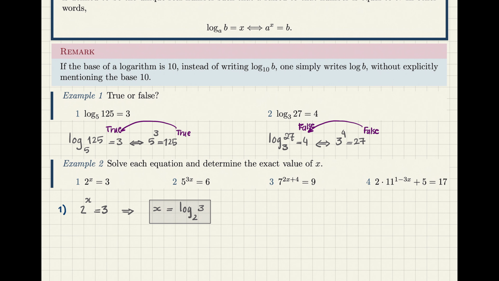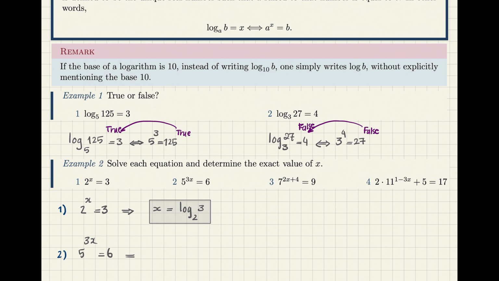Okay, now let us go to number 2. So number 2, I have 5 to the power of 3x equals 6. If you compare this one with that one, it is still comparable. Yes, so what you can do, you can see that A is 5 in this problem, B is 6 in this problem, but instead of having x, you have 3x. Okay, it doesn't matter. Instead of putting x here, you will put 3x.